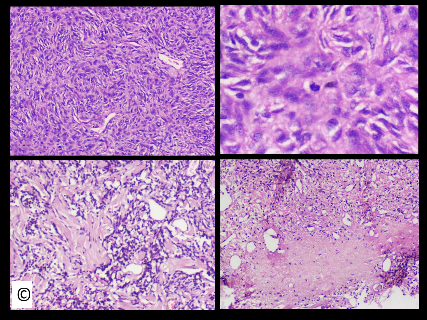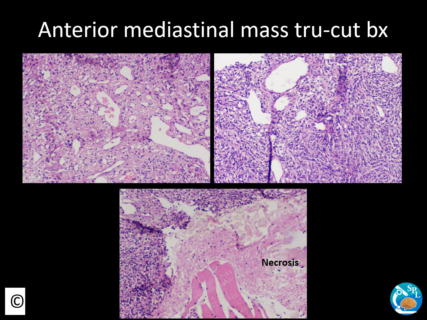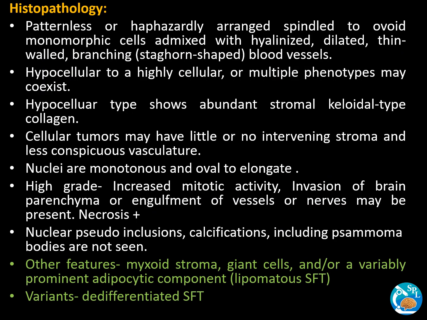Mitotic activity in this case was more than 5 per 10 high power field, foci of necrosis present, and the psammoma bodies which are typically found in meningioma were absent. This is histopathology of the anterior mediastinal mass true cut biopsy, and you can see there are similar features. So these are dilated blood vessels, some exhibiting staghorn pattern, and the typical monomorphic round to oval cells as found in the brain mass, and also areas of necrosis found.